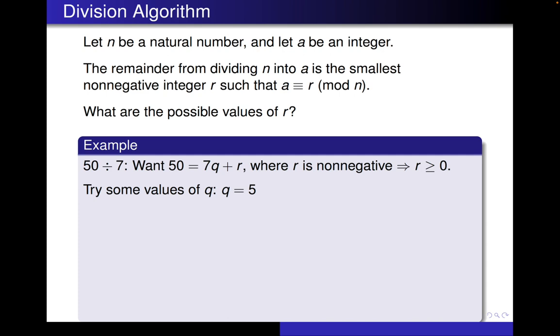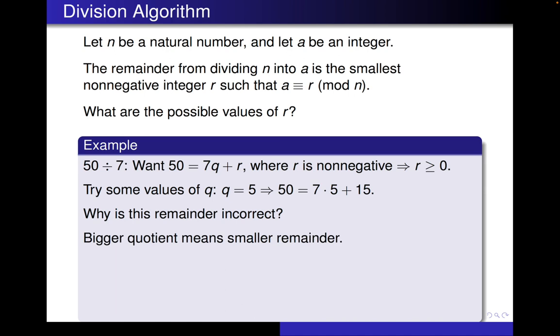So let's say I just randomly pick q equals 5. Well, let's see. I get 50 equals 7 times 5 plus, let's see, 7 times 5 is 35, so I need to add 15 to get 50. And so 15 is a perfectly good remainder in terms of satisfying the relationship 50 equals 7q plus r. However, is it the best that we can do? Well, the answer, of course, is no. This remainder is too big. But the question is, why is this remainder incorrect?